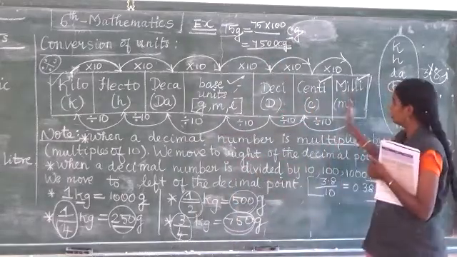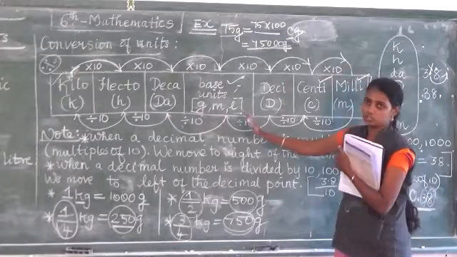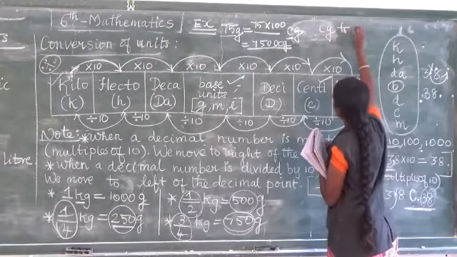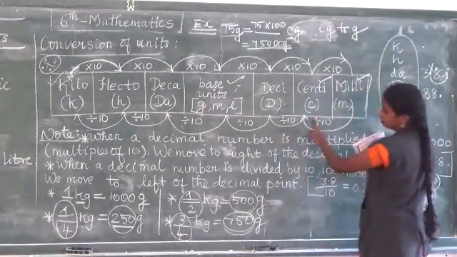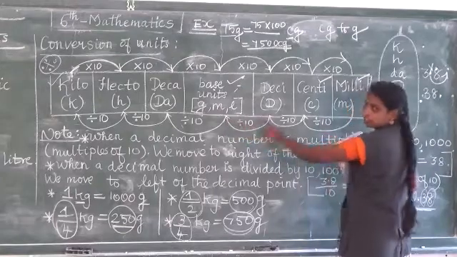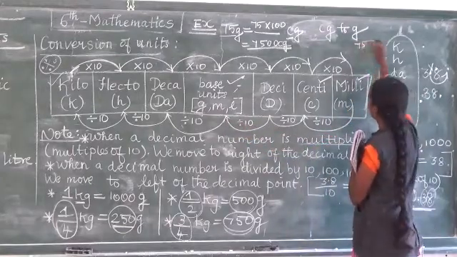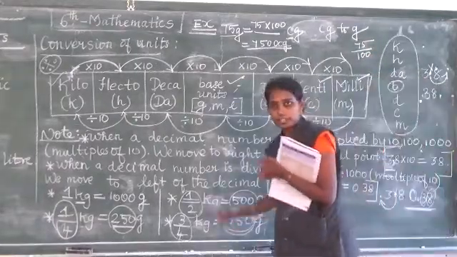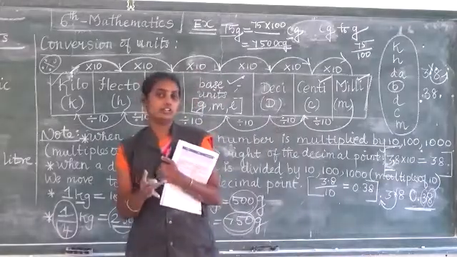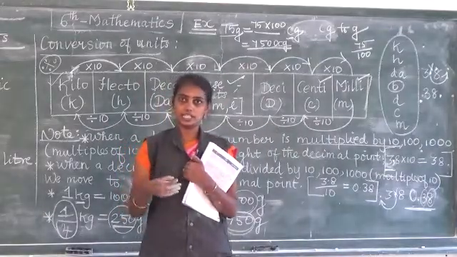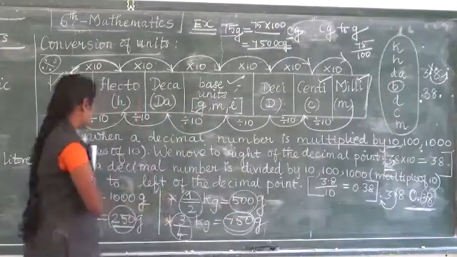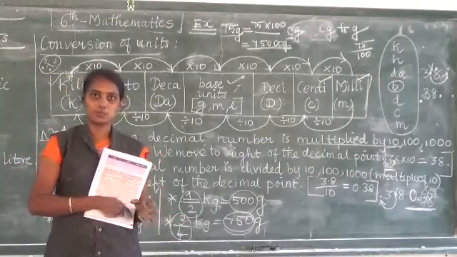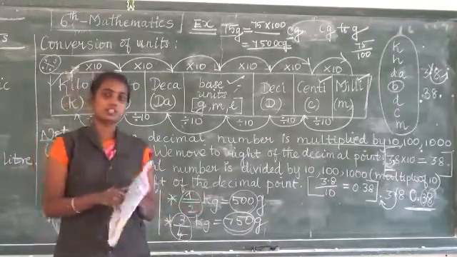Okay, when you go from the right side to the left side, that means down to up. When you change centigram to gram, centigram is here. When you go like this, it is division. Divided by 100. Okay, clear everyone? So it is very important. Memorize this concept: kilo, hecto, deca, base unit, deci, centi, milli. Then these day-to-day life calculations, we are going to see in the next class exercise problem. So be thorough with this. Okay, my dear students, thank you.